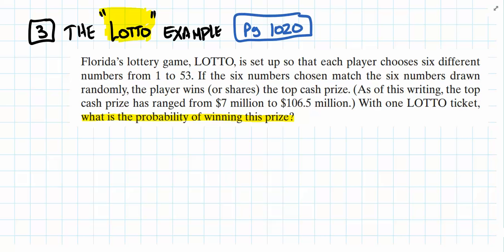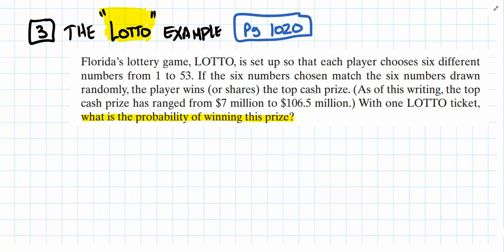Florida's lottery game, Lotto, is set up so that each player chooses 6 different numbers from 1 to 53. If the 6 numbers chosen match the 6 numbers drawn randomly, the player wins the top cash prize. As of this writing, the top cash prize has ranged from 7 million to 106.5 million. So with 1 lotto ticket, what is the probability of winning this prize?